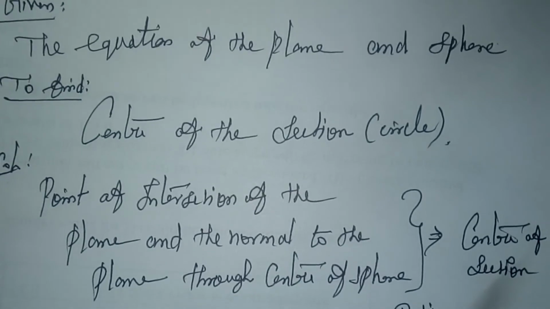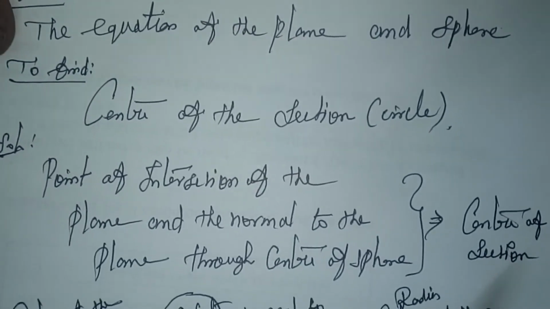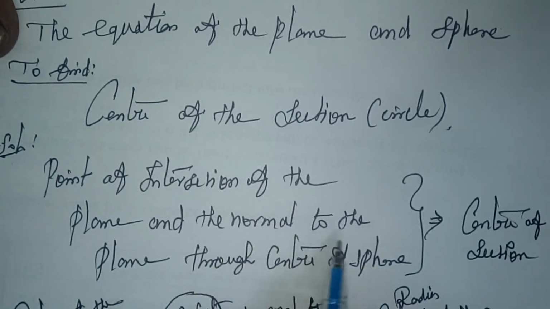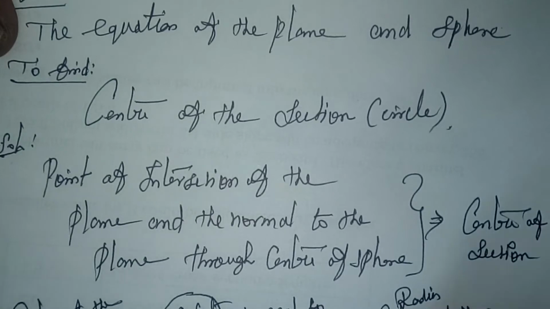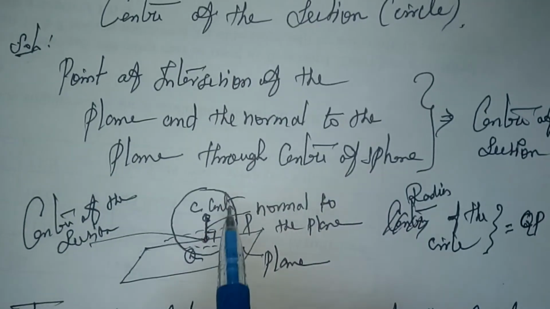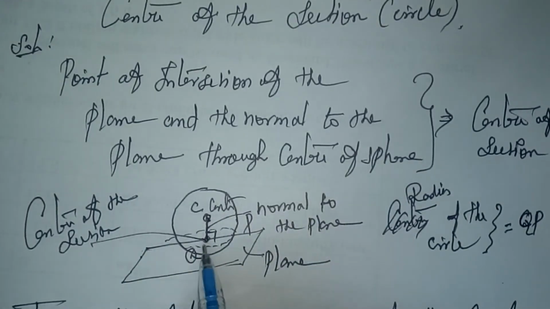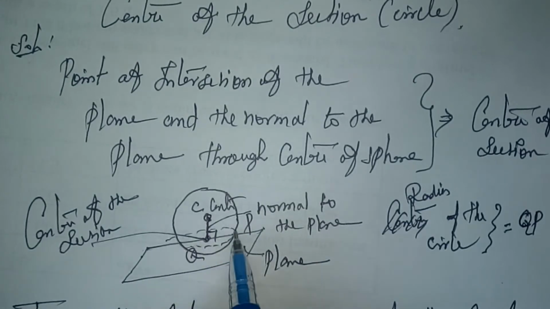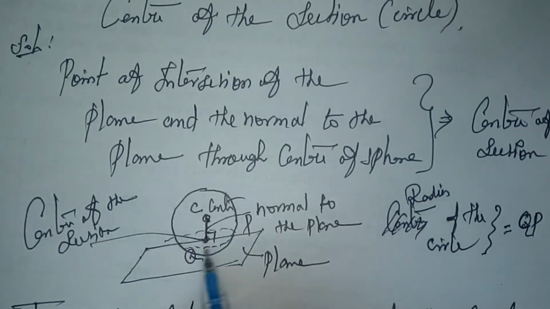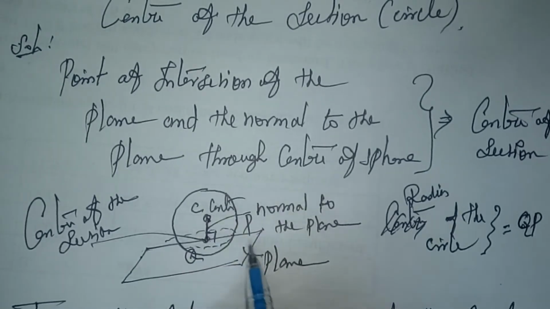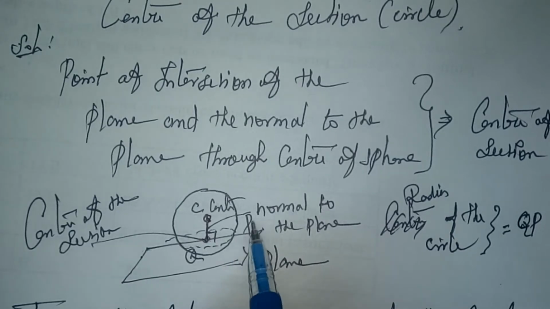So how do you solve this kind of problem, right? The point of intersection of the plane and the normal to the plane through the center of a sphere, that is our center of a section, right? You see, this is a sphere, this is the center of a sphere. The question is find the center of the section. So this is the circle I got, right? So the center of this circle is this. I'm going to give that the name Q. Center of a sphere is C, and this point is considered as a point P, right?